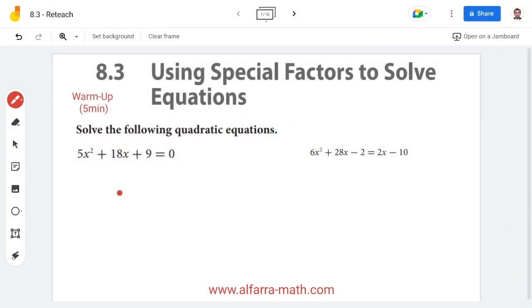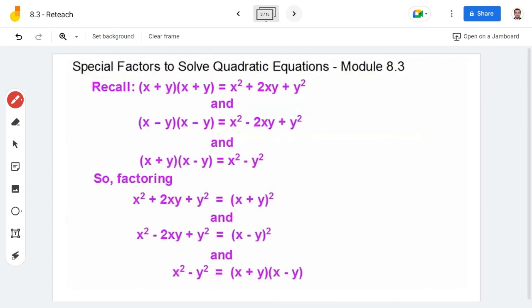Today we're going to start the last lesson in Module 8, 8.3, using special factors to solve equations. We have some questions. You can use special cases to solve them. Here we have two questions. You can try to solve them by yourself, and if you have a question, you may ask me, and you can find all the lessons on alfaramat.com. Now, let's start with the lesson.